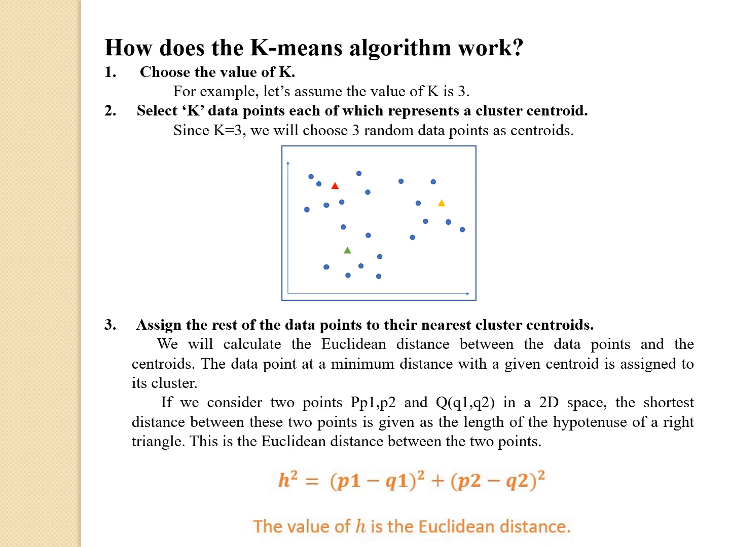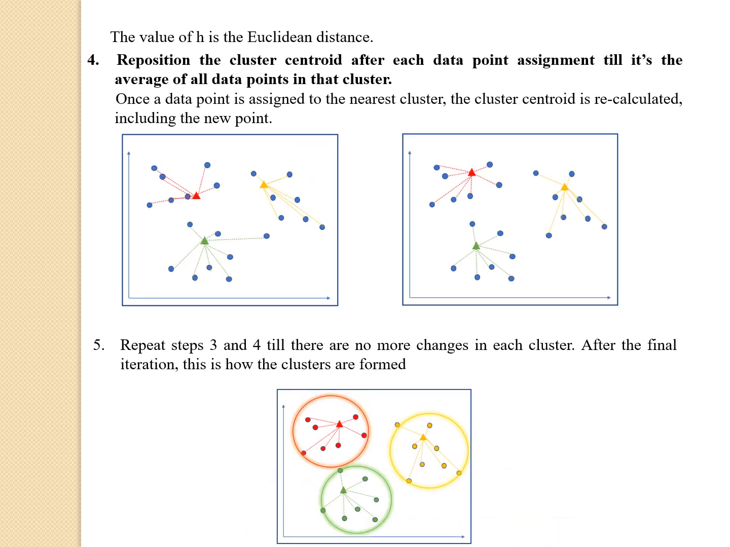Choose the value of K, select K data points, each of which represents a cluster centroid. Assign the rest of the data points to their nearest cluster centroids. Reposition the cluster centroid after each data point assignment till it's the average of all data points in that cluster. Repeat steps 3 and 4 till there are no more changes in each cluster. After the final iteration, this is how the clusters are formed.